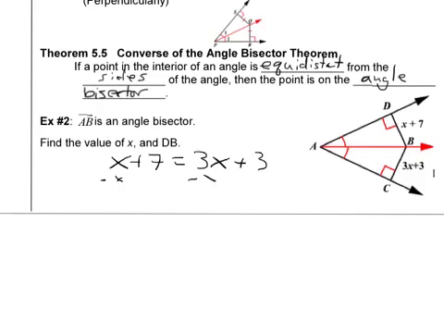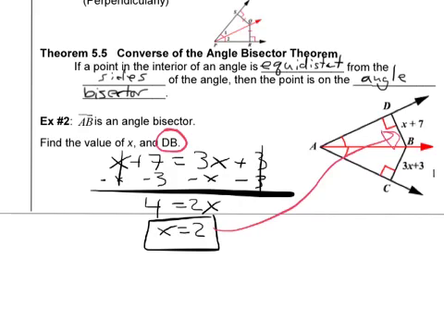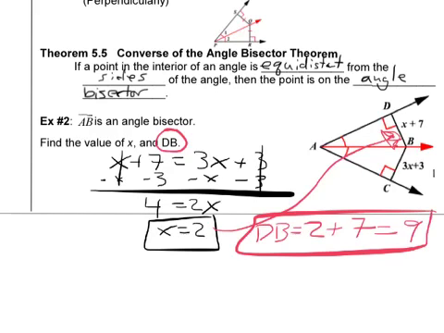Subtract x, subtract 3, subtract 3. These cancel. 7 minus 3 is 4. 3x minus x is 2x. And x has to equal 2 when you divide both sides by 2. So we found x, but they also wanted us to find the value of DB. So we're just going to take this and plug it in to DB, which means instead of x plus 7, we have 2 plus 7. So DB equals 2 plus 7, or 9. And we've done what they've asked. Let's go to the next page.